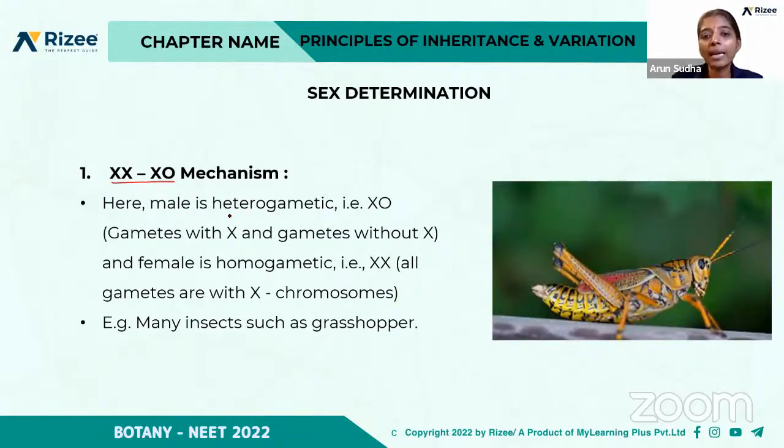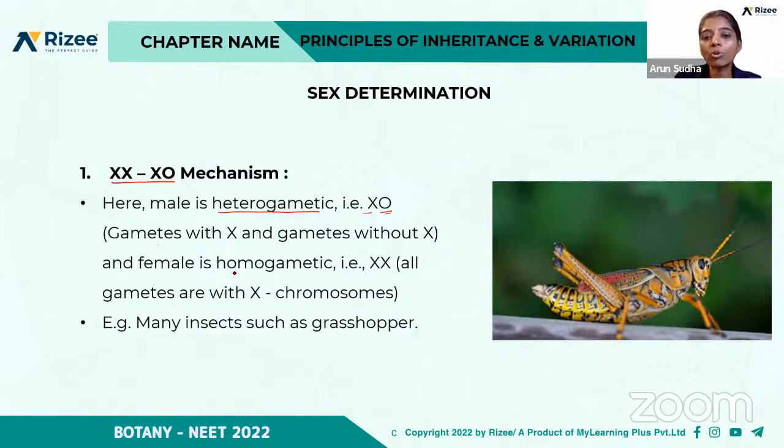Here the male is heterogametic. What do we mean by heterogametic? It shows two different types of gametes. XX is called homogametic because it shows the same type of gamete, both X and X. So which is the male among these two? It is the heterogametic one, XO. That is gametes with X and gametes without X. So this is a male, right?